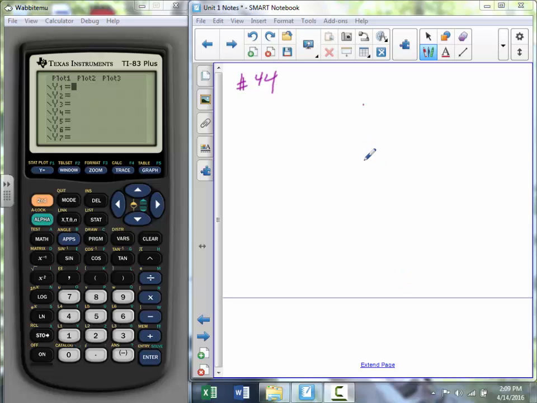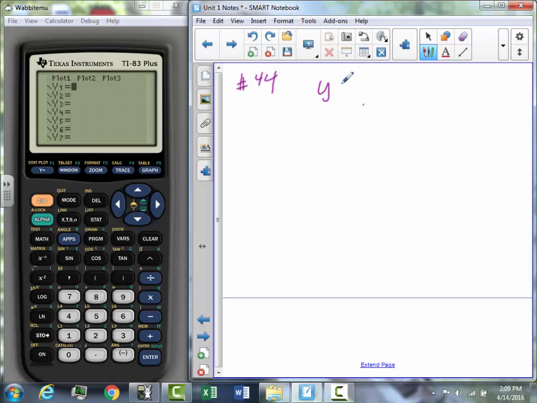Okay, so I'm going to do number 44 with you guys. Number 44 says that y is supposed to be equal to x squared plus 2x minus 6. Before I even graph this thing, I actually know one thing right off the bat. I know the y-intercept. It's negative 6. The constant term, the last number, if it's written in this sort of format, is the y-intercept. So that helps right off the bat.